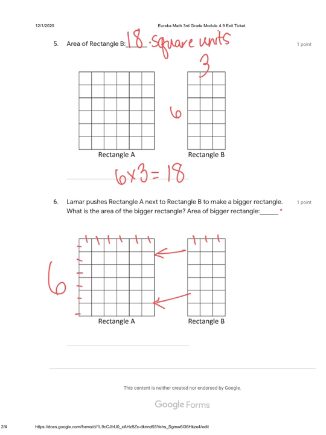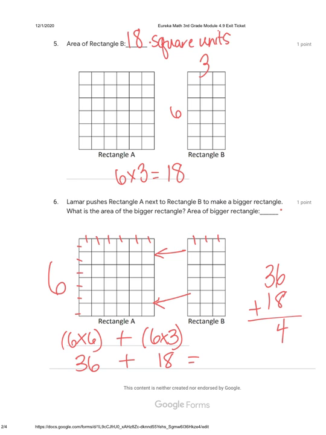So we can count them like this, or we could add them together. So we have 6 times 6 plus 6 times 3. Okay, 6 times 6 is 36. 6 times 3 is 18. And when you add those together, let's line them up. Add the ones place. 6 plus 8 is 14. Carry the 1 to the tens place. 1 plus 3 plus 1 equals 5. 5 in the tens place. So the area would be 54 square units.